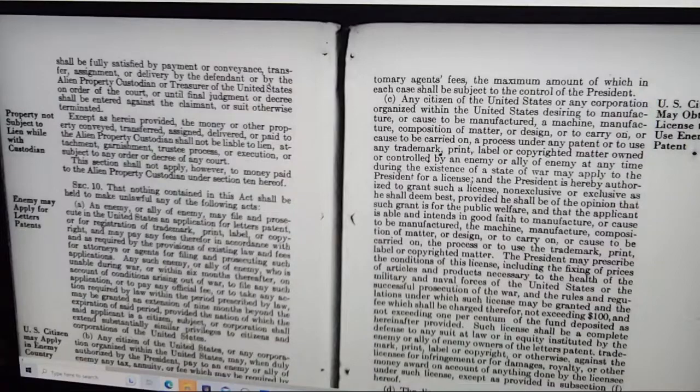apply to the President for a license, and the President is hereby authorized to grant such a license non-exclusive or exclusive as he shall deem best, provided he shall be of the opinion that such grant is for the public welfare and that the applicant is able and intends in good faith to manufacture or cause to be manufactured the machine, manufacture, composition of matter or design, or to carry on or cause to be carried on the process or to use the trademark, print, label, or copyright matter.